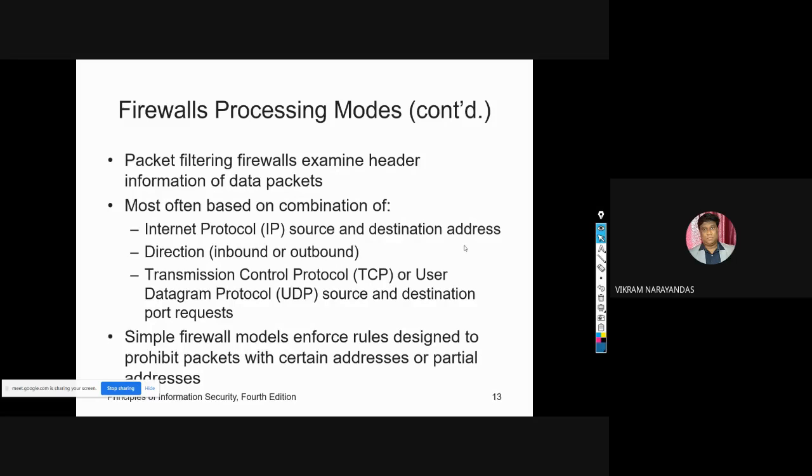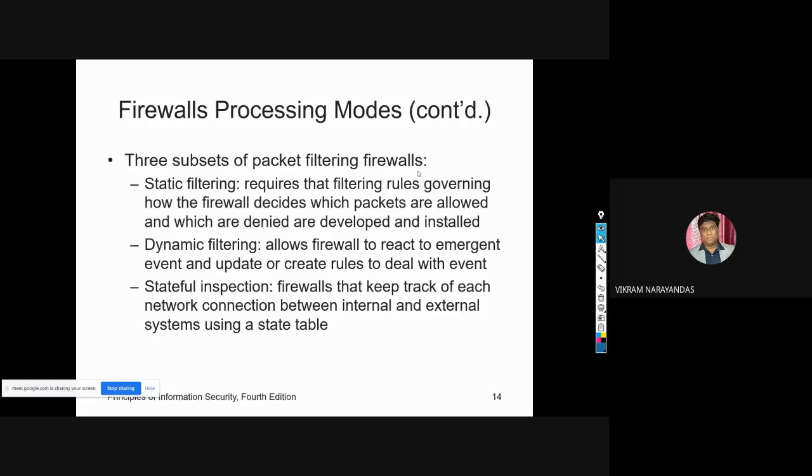So there are three subsets of packet filtering firewalls. One is static filtering. Static filtering requires that the filtering rules governing how the firewall decides which packets are allowed and which packets are denied are developed and installed in your particular firewall or router. This also allows the entire set of one type of packet to enter in response to an authorized request.